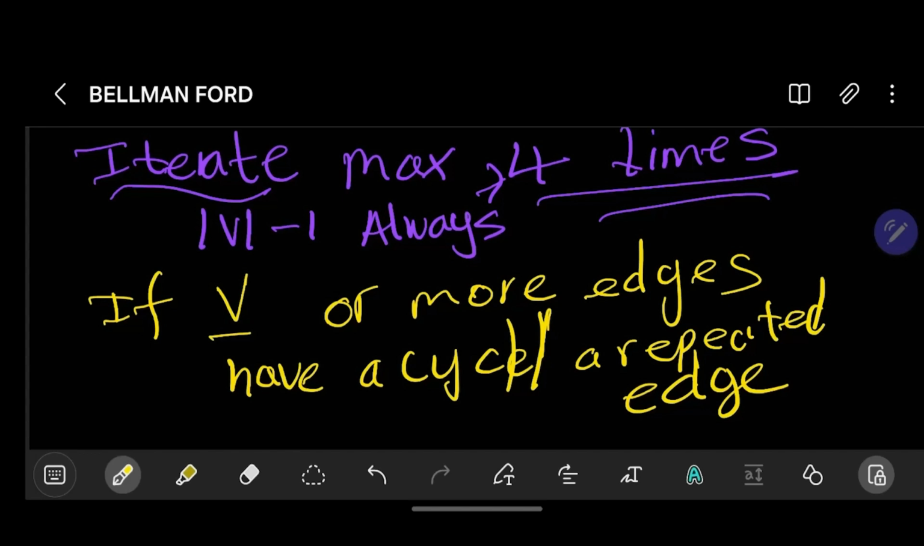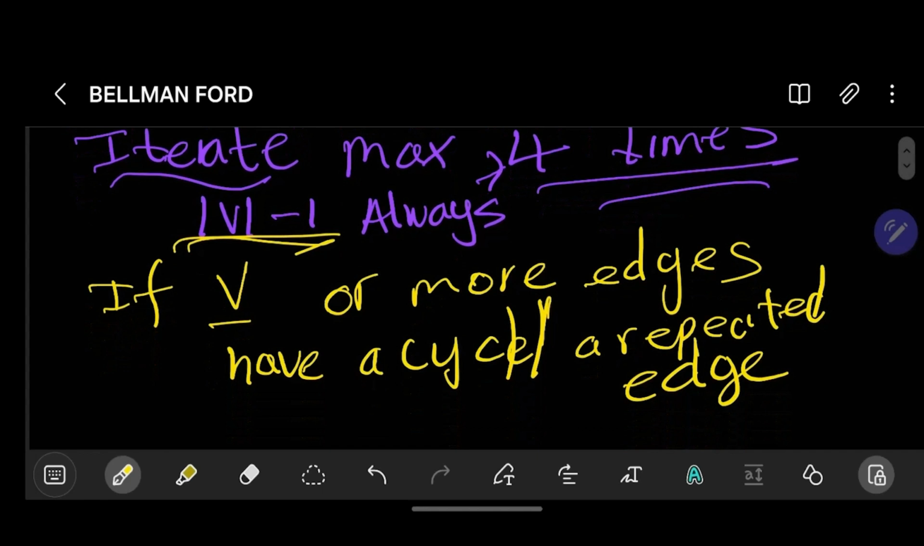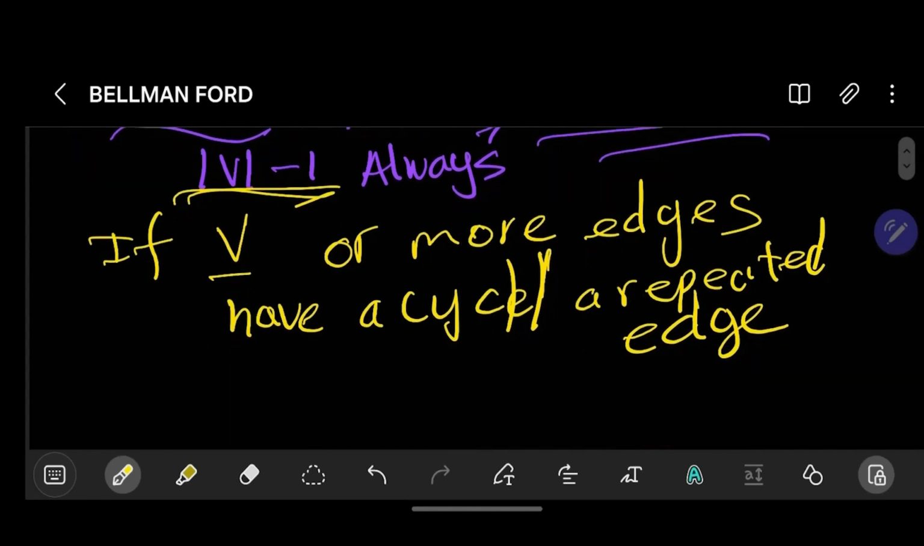But this is something to note. Ensure that you iterate for a maximum of V minus 1 iterations, and if you are iterating V times or V plus 1 or V plus n, it then means you have a cycle or a repeated edge within your graph. Okay, so that's basically the high level theory I wanted to take you through.